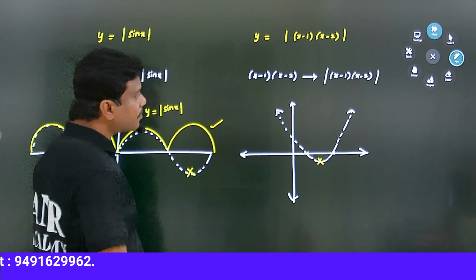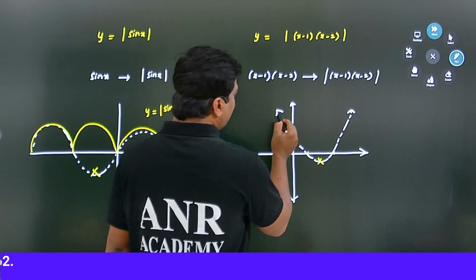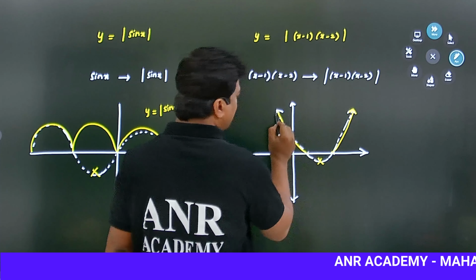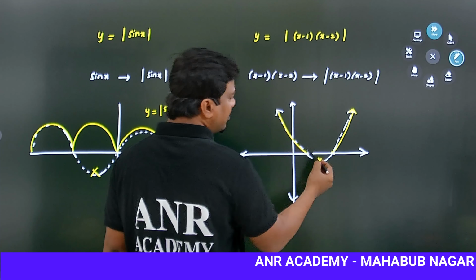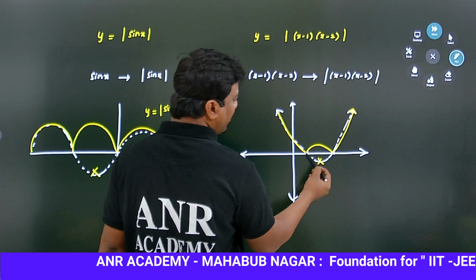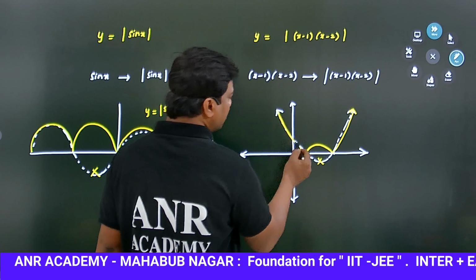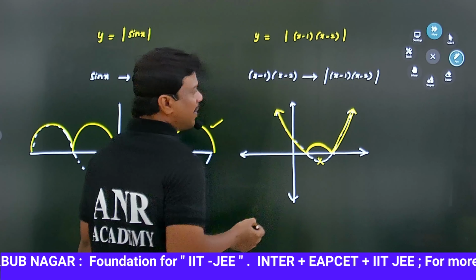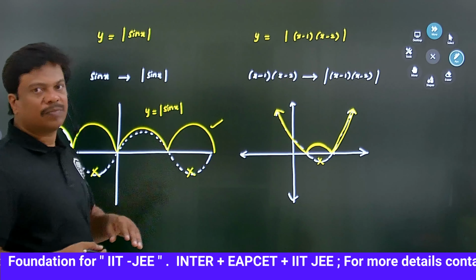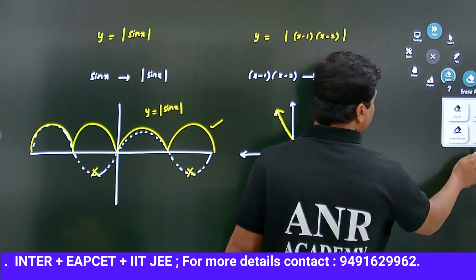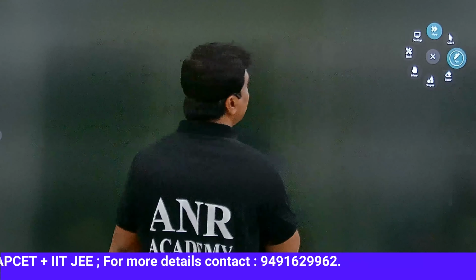Next, you have to put the positive graph as it is, and the graph which is negative, you have to make positive. So this is the graph of modulus of (x minus 1) into (x minus 2). Let us move to the next one, next transformation.